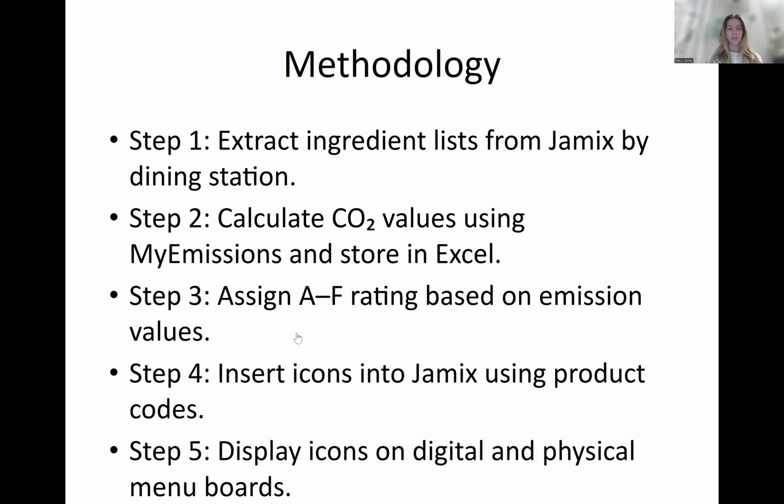The next step is to assign A through F ratings based on emission values. We got the A through F scale from My Emissions. It's originally A through E, but for simplicity, we just used A, B, C, D, and F. So this was based on emission values, and then step 4 was to insert the icons into Yamex by product codes. Based on the level of CO2, your icon color was different.